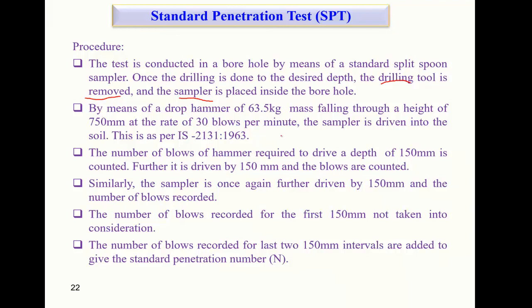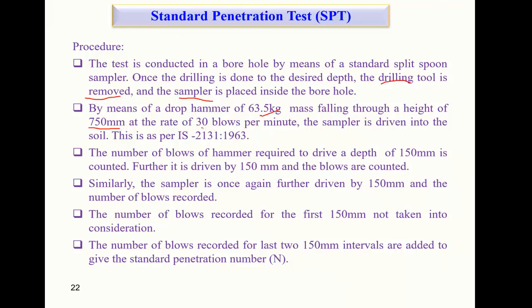Then what we do? We use the 63.5 kg hammer and we consider 750 mm as the height from where it will drop. Are you getting the point? Like from how much distance are we going to drop the hammer? From the rod anvil, a 750 mm height. Is that clear? Yes, sir.